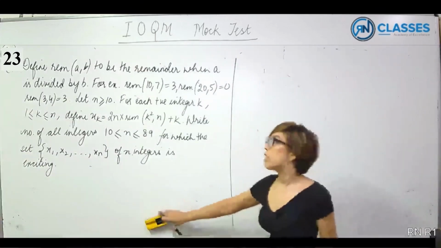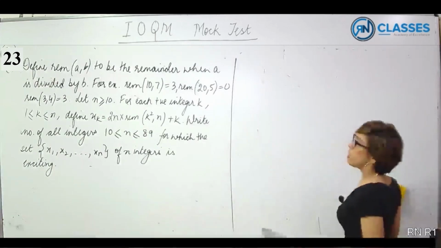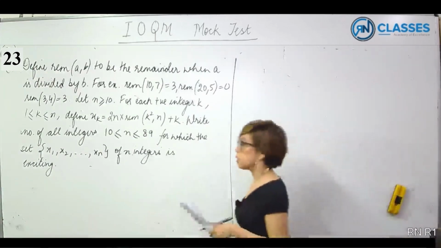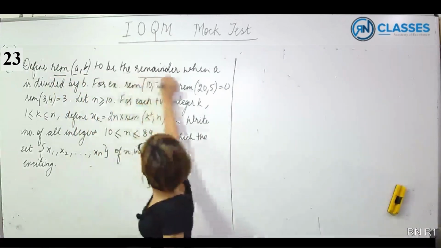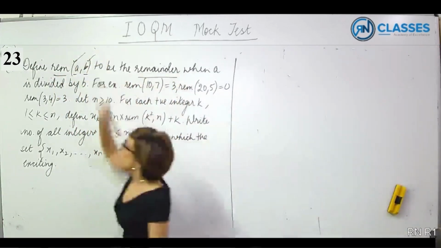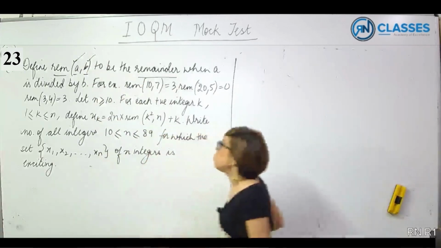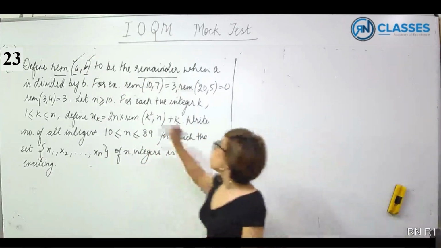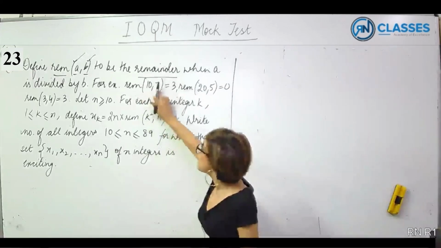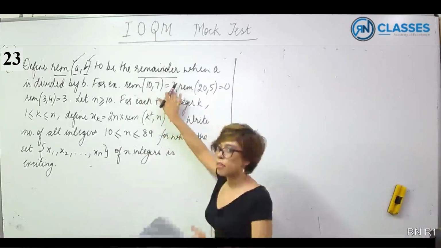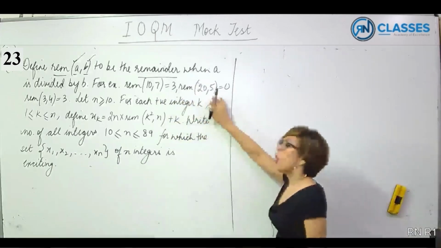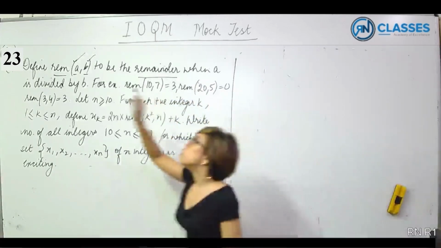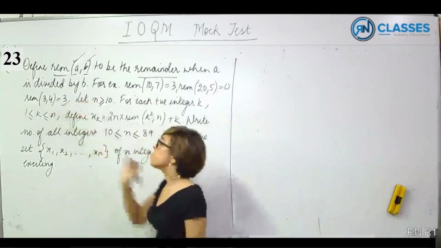Alright, on to the next one. Now, this is obviously the third part of 23rd question. He says, define remainder A, B to be the remainder when A is divided by B. Right? So, for example, we have remainder 10, 7. So, when 10 is divided by 7, the remainder is 3. That is why we have written it 3. Remainder, when 20 is divided by 5, obviously remainder is 0. When 3 is divided by 4, the remainder is 3.